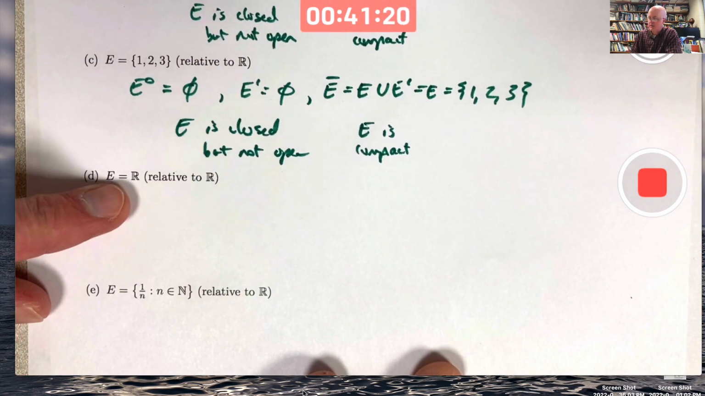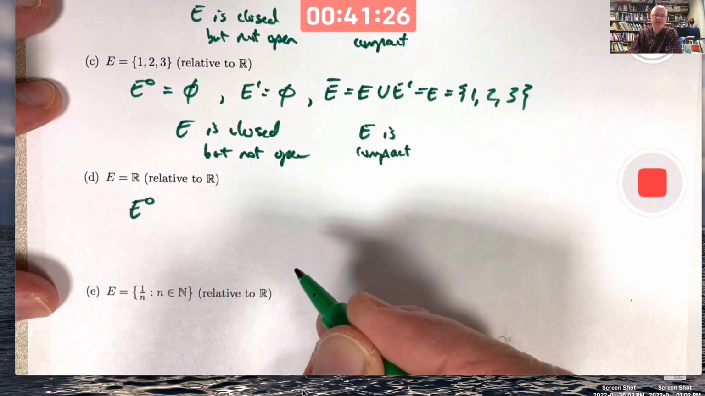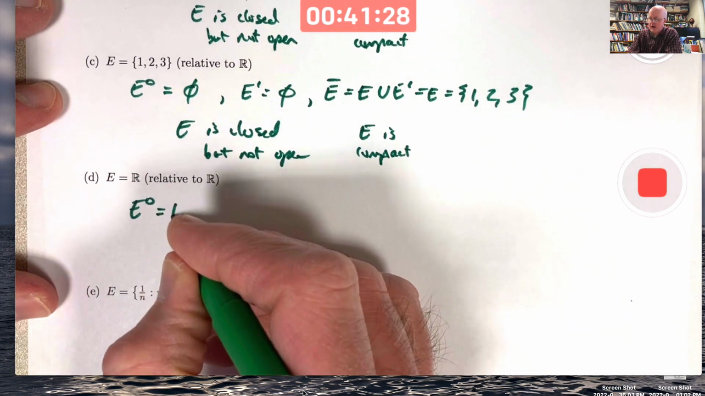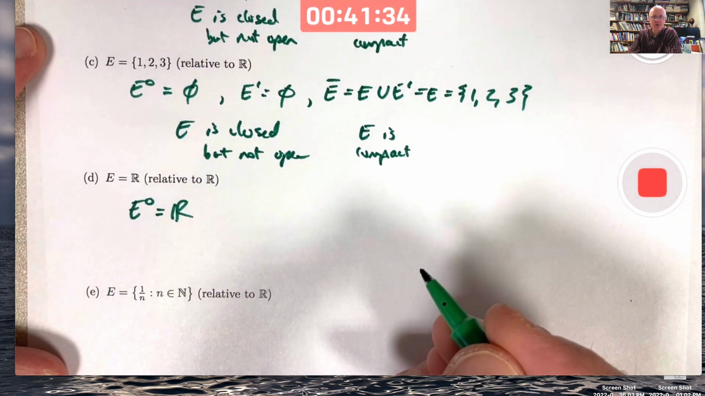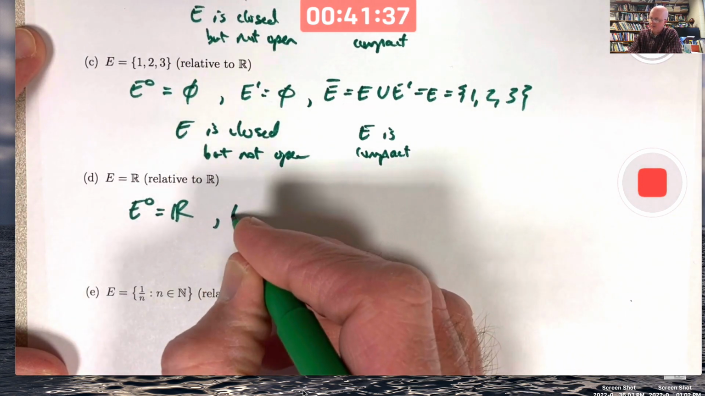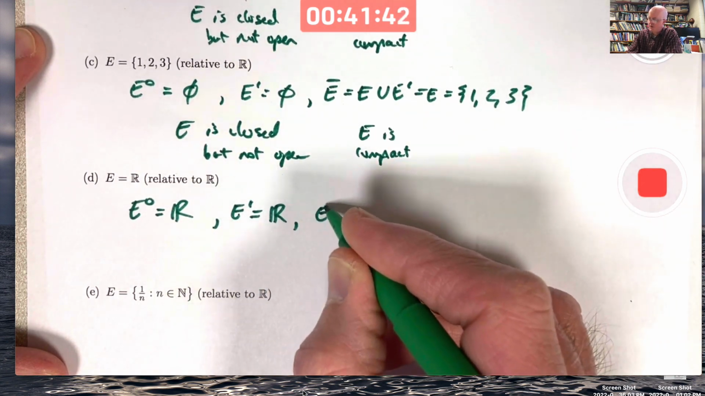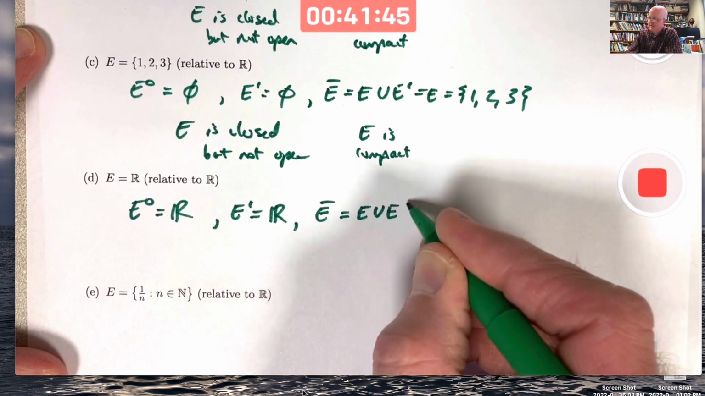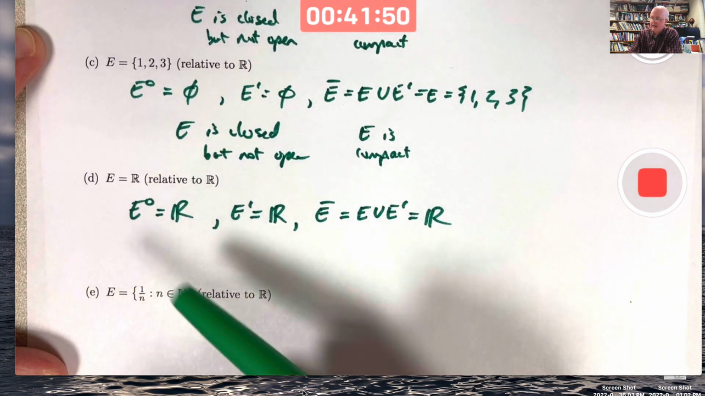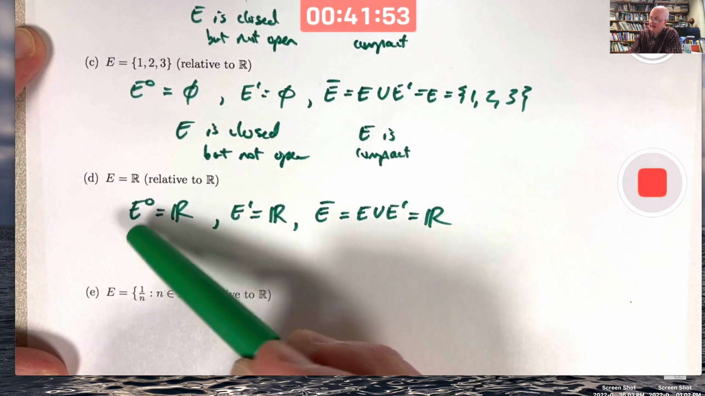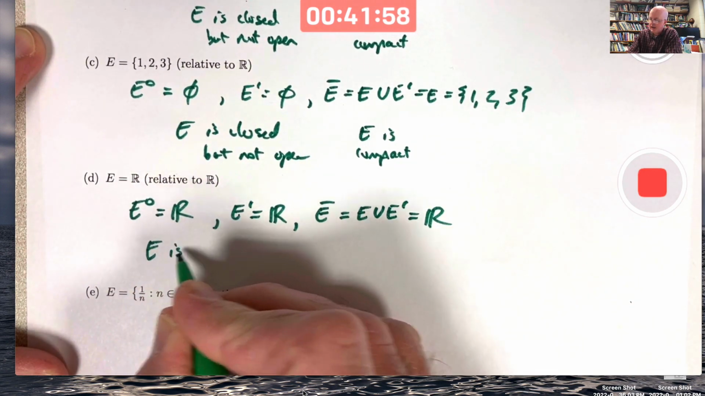D equals E equals all of the real line. What are the interior points of the entire real line? They are the entire real line. Every point in the entire real line is an interior point of the entire real line. What are its limit points? The entire real line. Therefore, what's its closure? The entire real line. They're all equal to R. E does equal its interior, so it's open. It also equals its closure, so it's also closed. E is both open and closed.